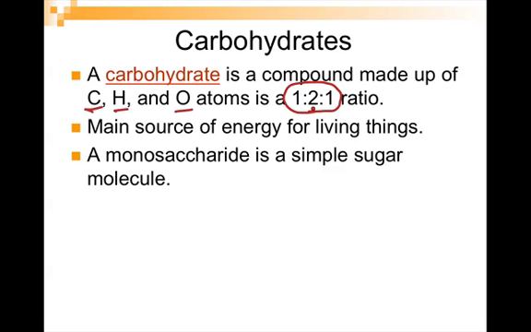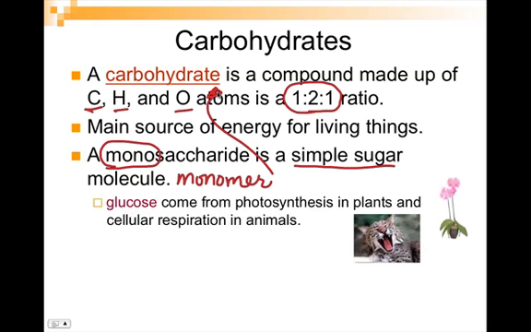Now we're going to go through the different types of carbohydrates. Once again, you're looking at the word mono, which means one. So a monosaccharide is a very simple sugar. So that's the smallest, or this is the monomer for carbohydrates. Examples of monosaccharides are glucose, which comes from photosynthesis in plants and cellular respiration in animals.